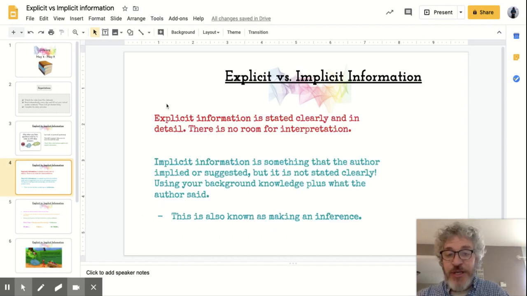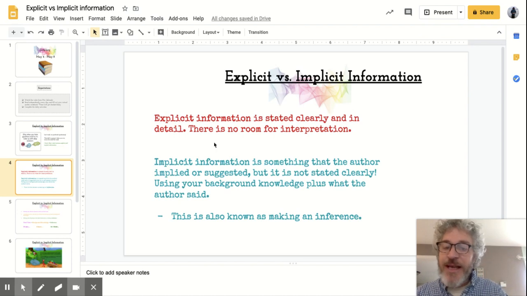Explicit information is information that is stated clearly and in detail. There's no room for interpretation. In other words, you can point to that right in the text. Okay, I can point to the word explicit right in the text. That means it's right there. There's no room for interpretation. Everybody can see that the word is right there.